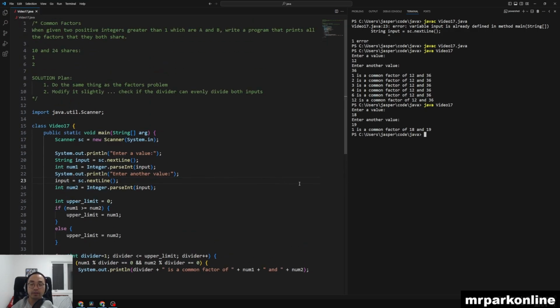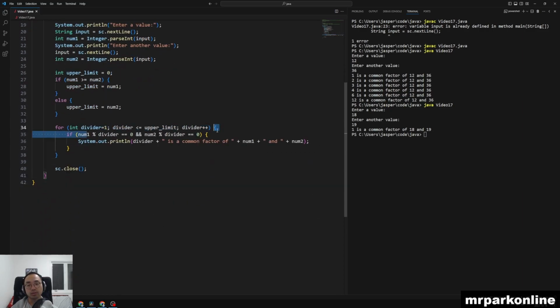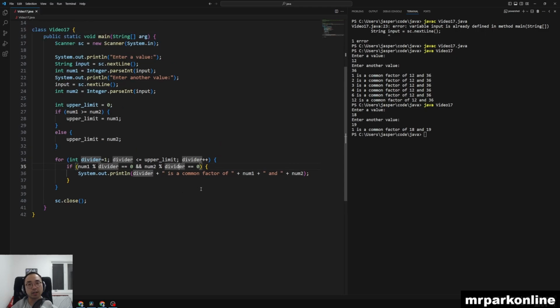So thank you for watching. This was the common factors problem where we just had to slightly modify the factors solution. We had to control which upper limit we go up to, and we just had to add another condition to determine if the two given numbers had common factors.